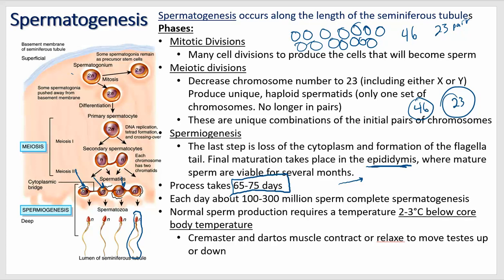And so that's why the testes are kind of outside the body, to keep it below the body temperature. This is probably related to infection and avoiding infection, kind of keeping the body temperature different. But there are muscles, cremaster and dartos muscle, that can contract and relax to pull the testes up if it's cold, or let them go down if it's hot, to kind of keep that temperature regulated.